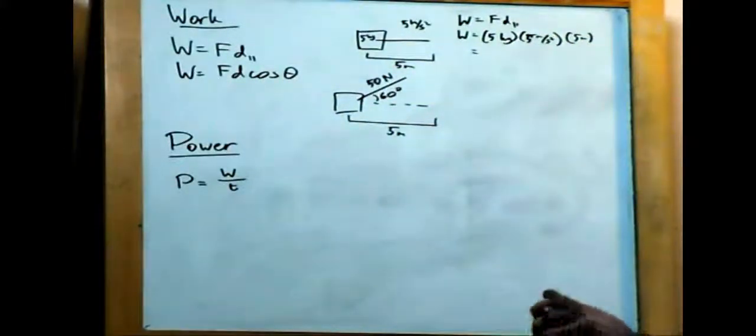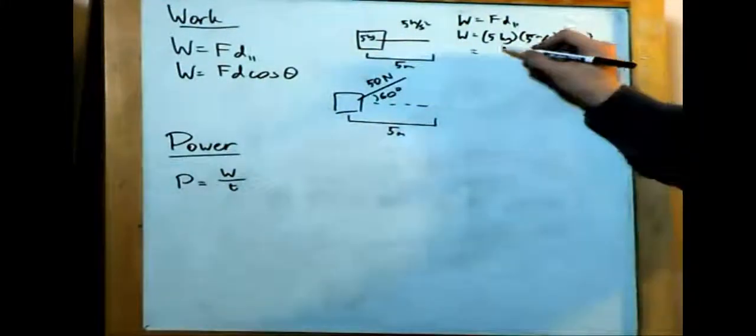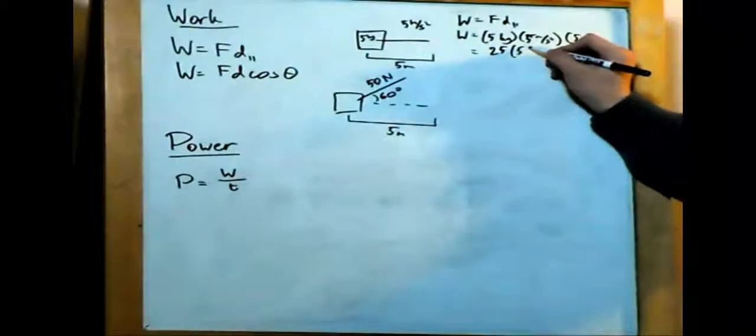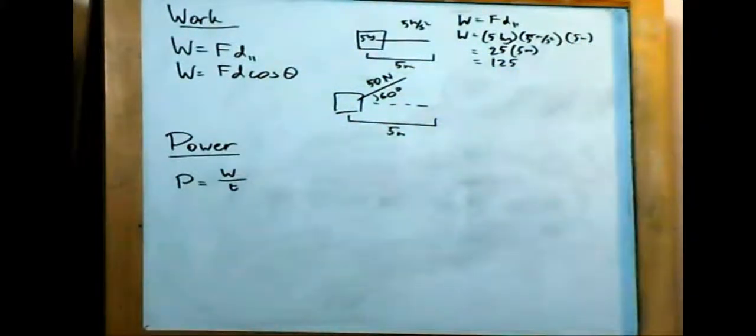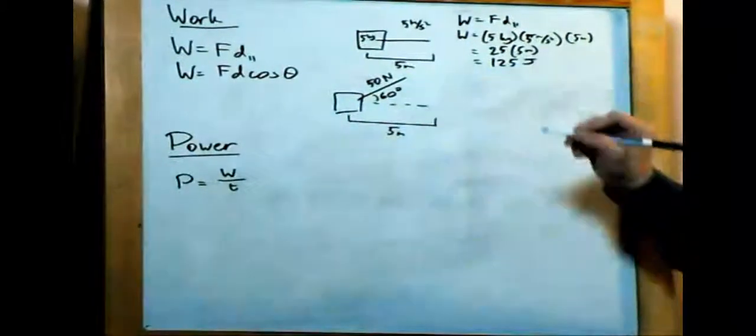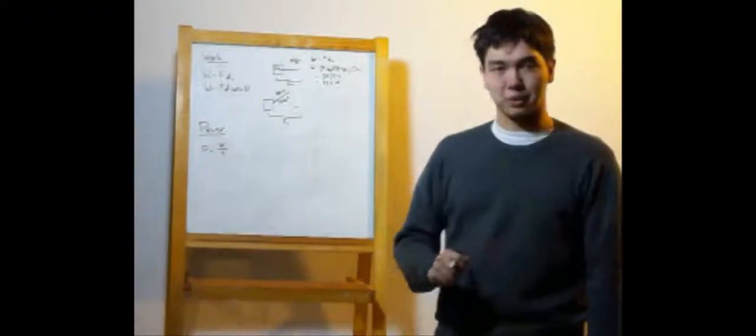So 5 kilograms times 5 meters per second squared is 25 newtons. And then we still have 5 meters. 25 times 5 is 125. And we have newton meters as a unit, also known as joules, represented by capital J. Use that unit when you're talking about work.